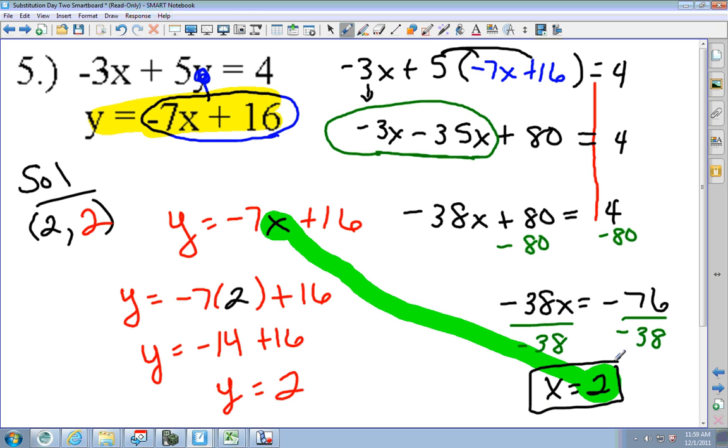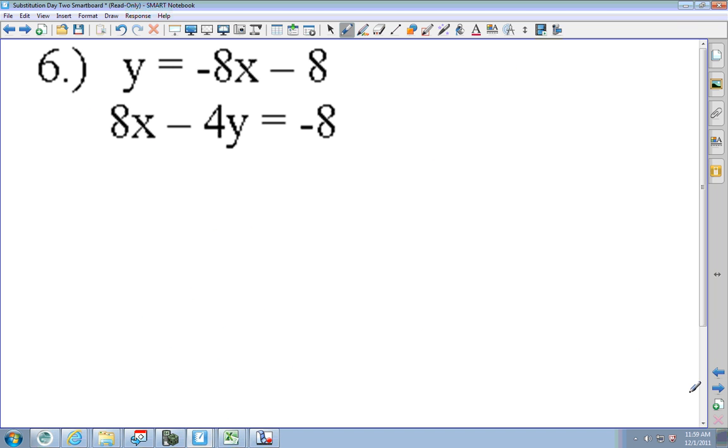Okay? Where does what come from? Because you take the second equation, you substitute the 2 in there for x, which is negative 7 times 2, which is negative 14. And then negative 14 plus 16 is positive 2. Okay? Here's the next one.